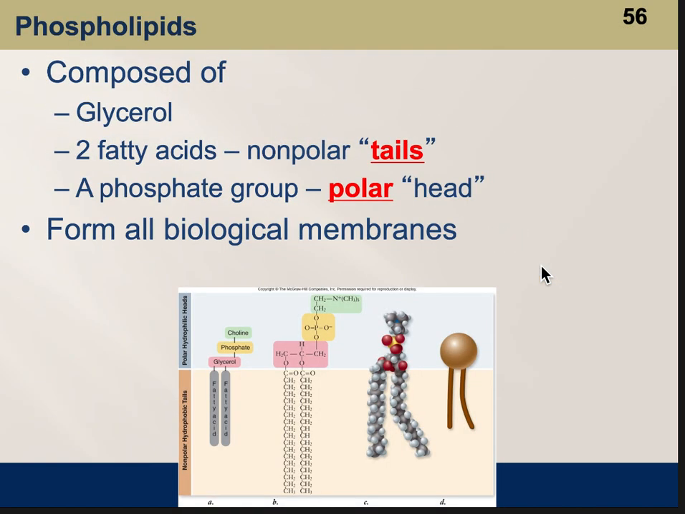And so our next thing to talk about are phospholipids. So phospholipids contain a glycerol, 2 fatty acid nonpolar tails, and a phosphate polar head. So oftentimes you need to know this part. We saw this earlier in the presentation. And this is what's going to form biological membranes. And what we often draw is the circle with 2 tails.